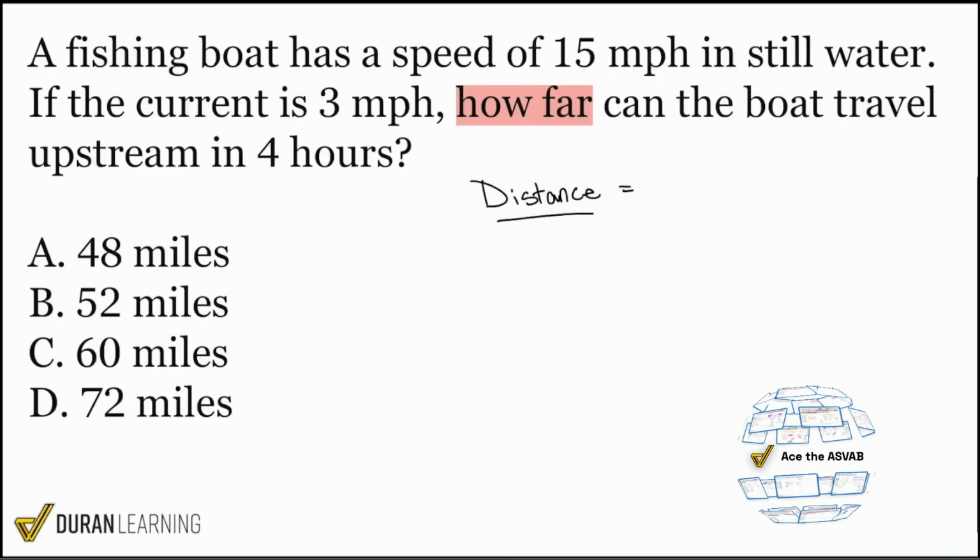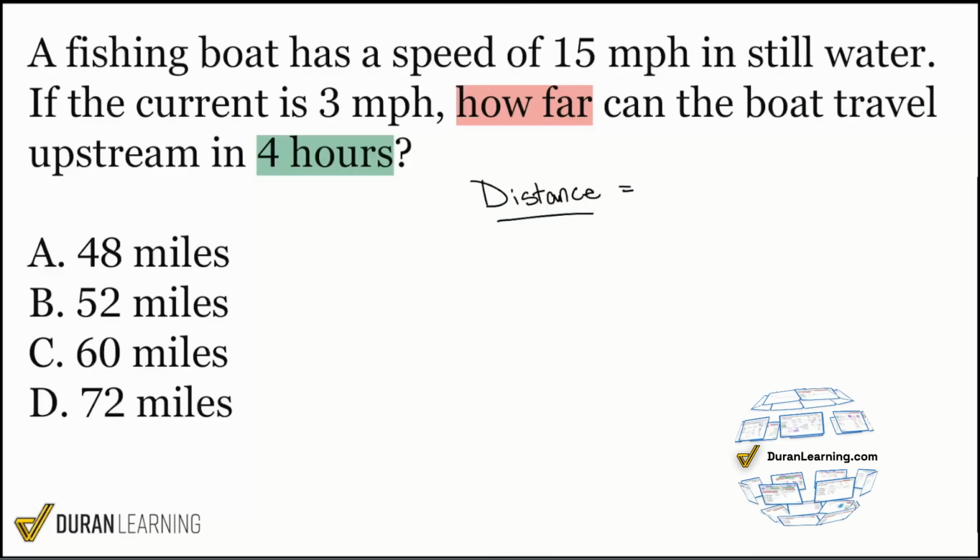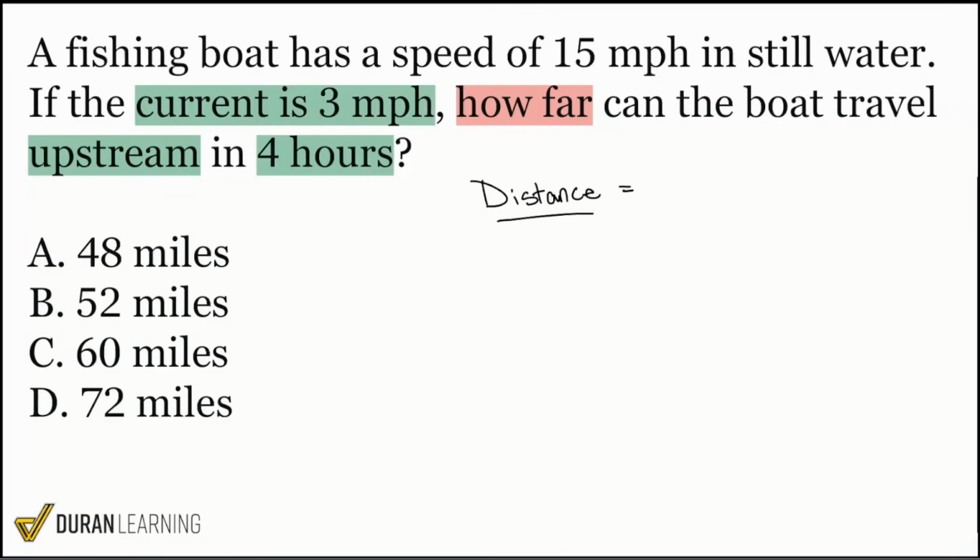Now, part two, we have to collect the information to understand what's going on. Immediately after the question, I read 4 hours. I read the word upstream. I see the current is 3 miles per hour. I see a speed of 15 miles an hour, but then it also says still water. I'm reading a lot of things, right?